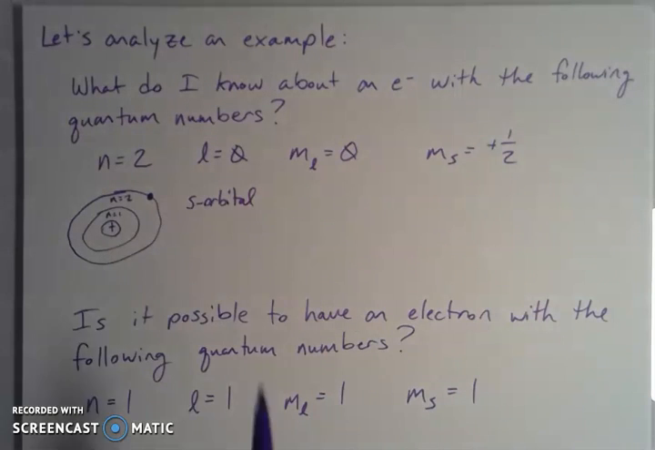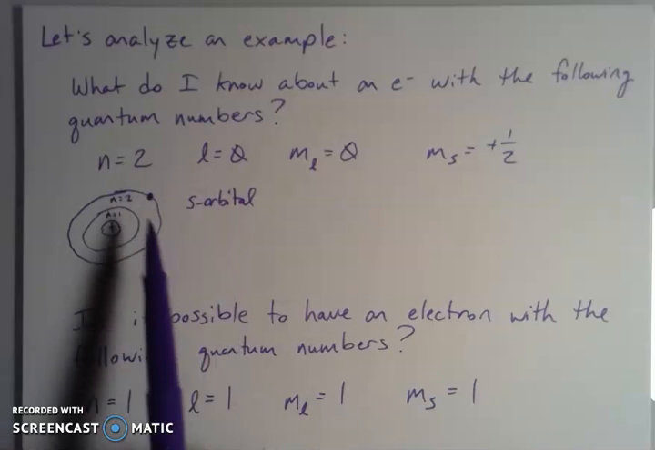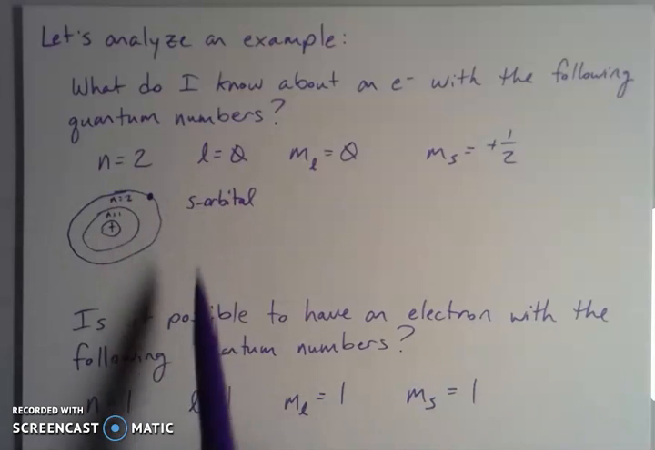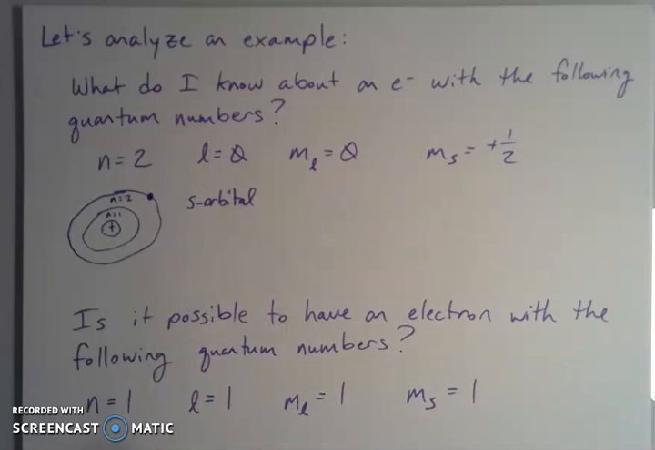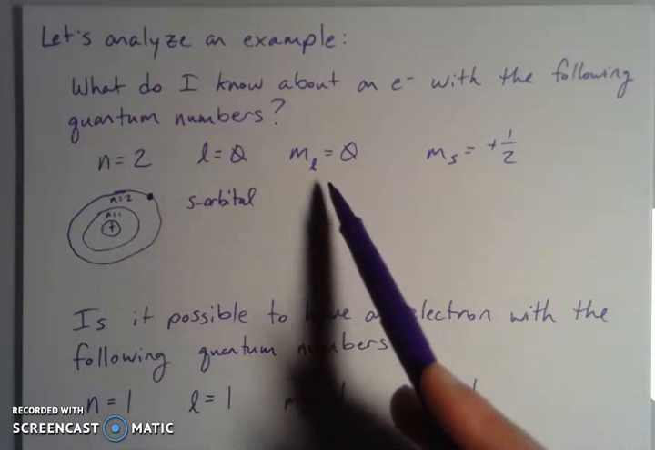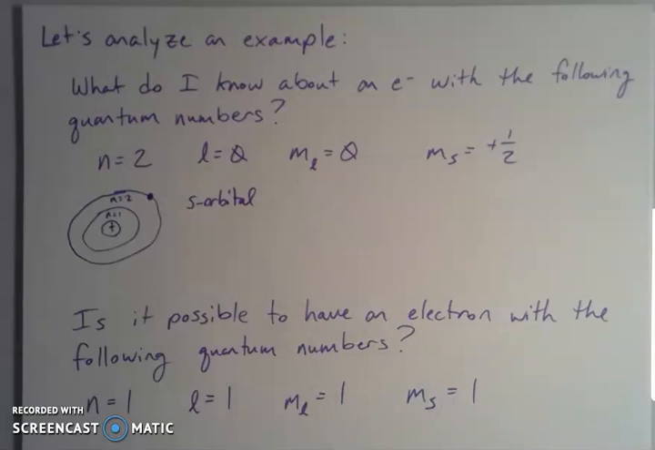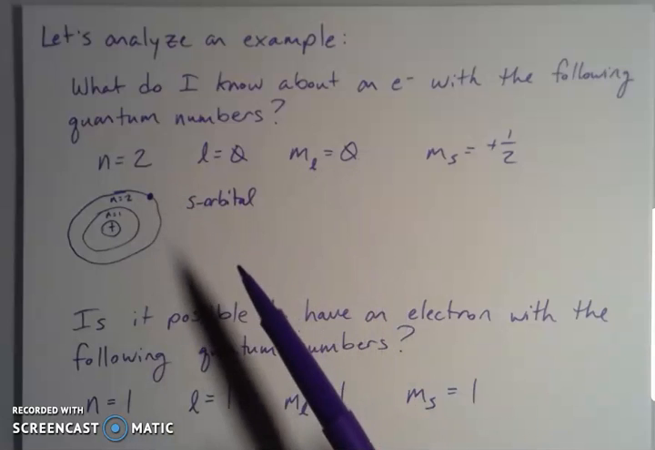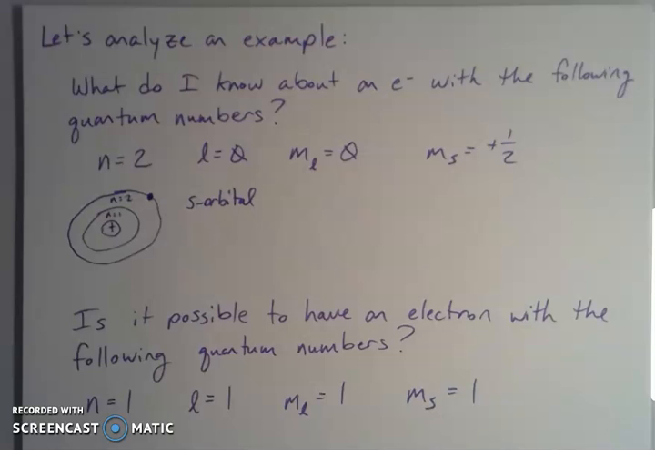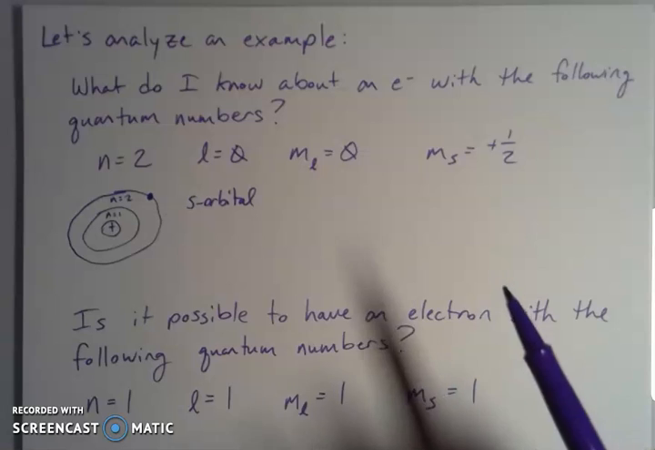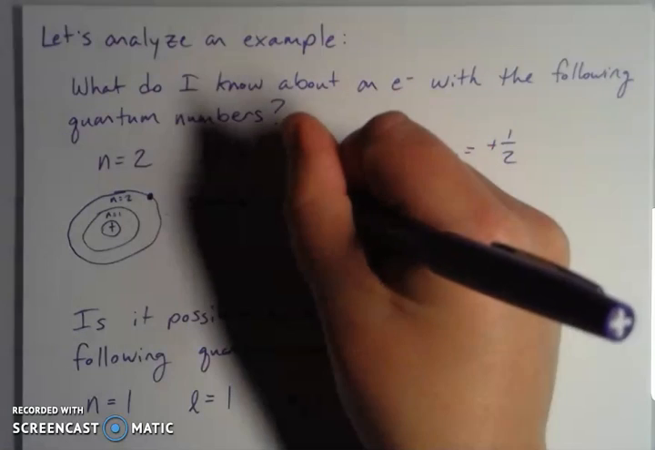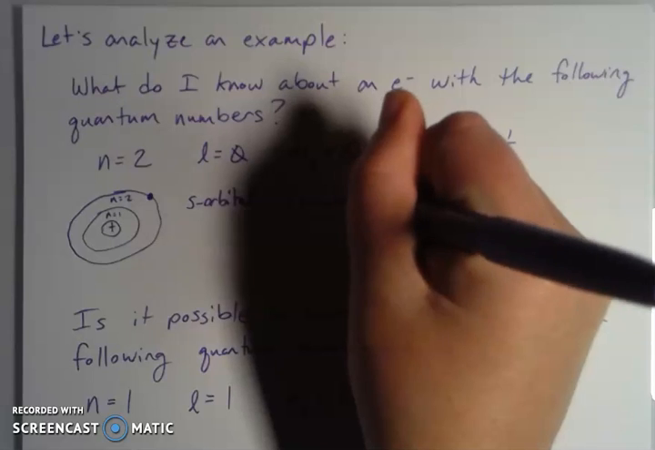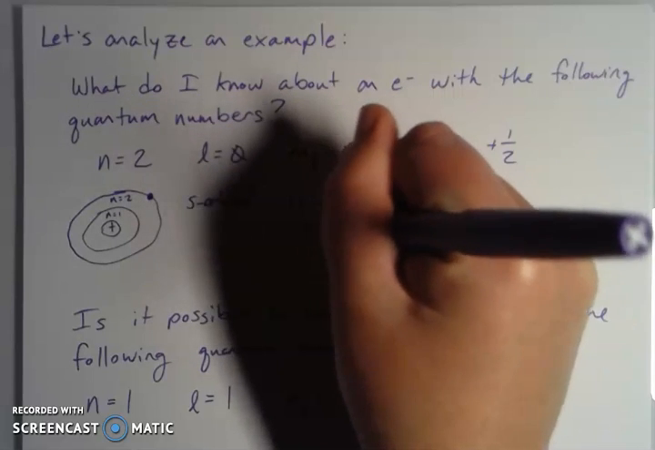We said that l can have values anywhere between 0 all the way up to n minus 1. So l could have been 0 or 1 with n equals 2. It turns out that there's an s orbital for this particular electron. M sub l can be anything from negative l to positive l. In this case, we only have 0, so I can only have 0 for my m sub l, my magnetic quantum number. And this means that I have the one spherical orientation. And because it's an s, we know that it's the sphere.